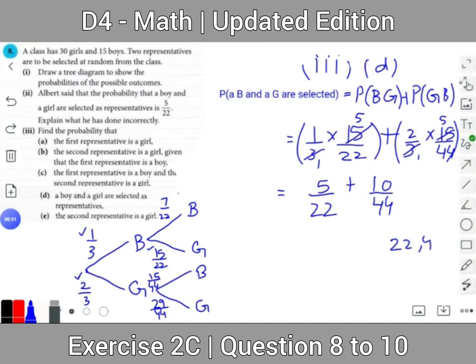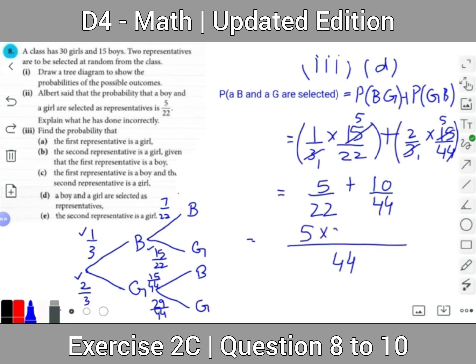Now we are taking the LCM of 22 and 44. So here we have 11 twos are 22 and 11 fours are 44. So we have 2 ones are 2 and 2 twos are 4 and again 2 ones are 2. So 2 multiplied by 2 multiplied by 11 gives us 44. So the LCM is 44.